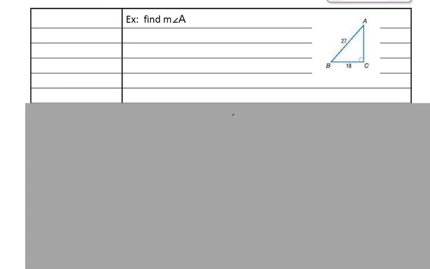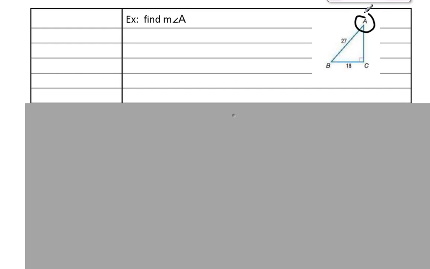Okay, so this time we really need to pay attention to what information we've been given and what we're being asked for. Here we're being asked to find the measure of angle A. When you're looking for an angle measure, you have a right angle with two sides, you're using your inverse trig function. So we're going to set it up pretty much exactly the same way as we set up our trig functions, our trig ratios last class.